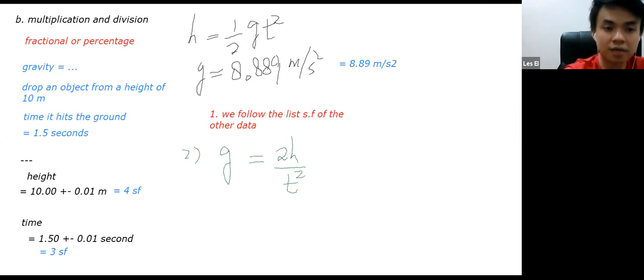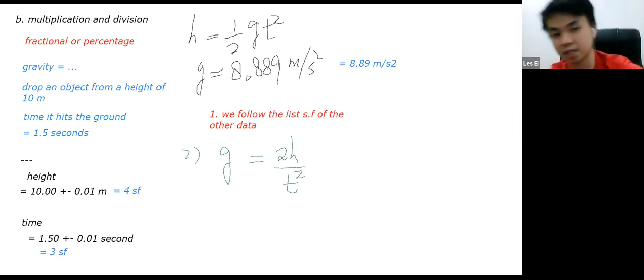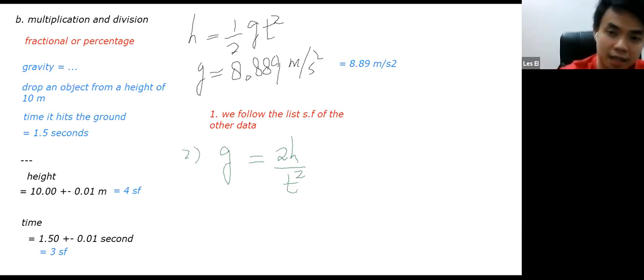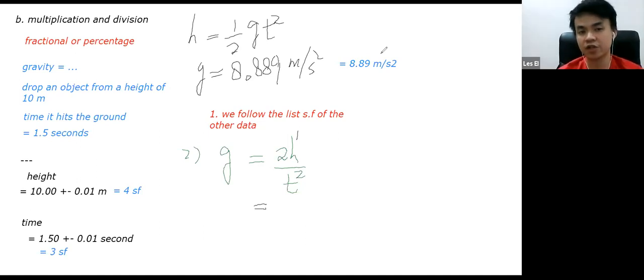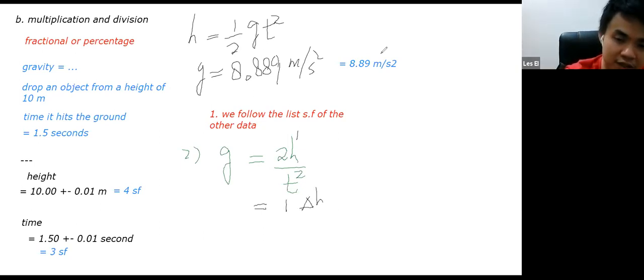This is what you get, right? You make the gravity the subject. Remember the step: must make it the subject first. Then you focus on the power of the variables. What is the power for the height? 1. The power for the time is 2. The other coefficients like pi or 2 or 3 that you have, just ignore them. So the power times the fractional uncertainty.